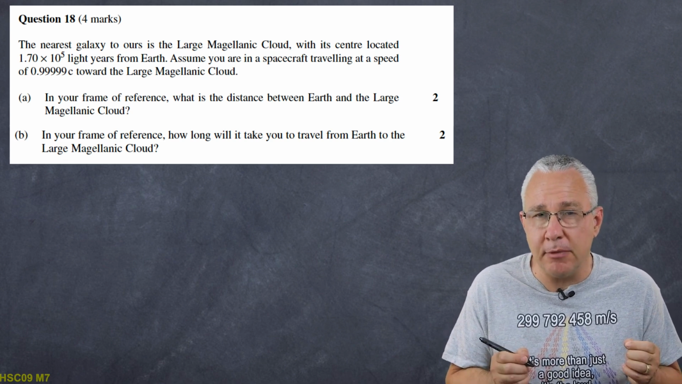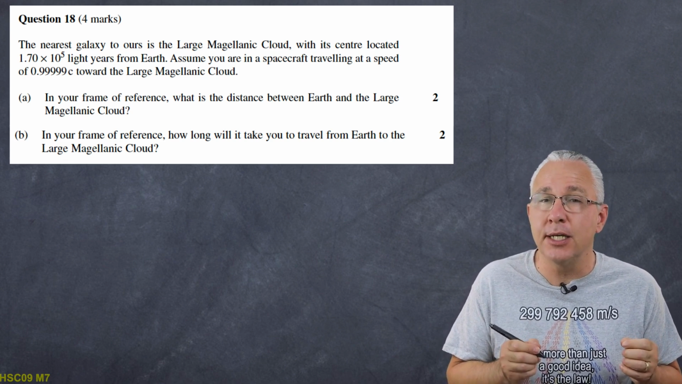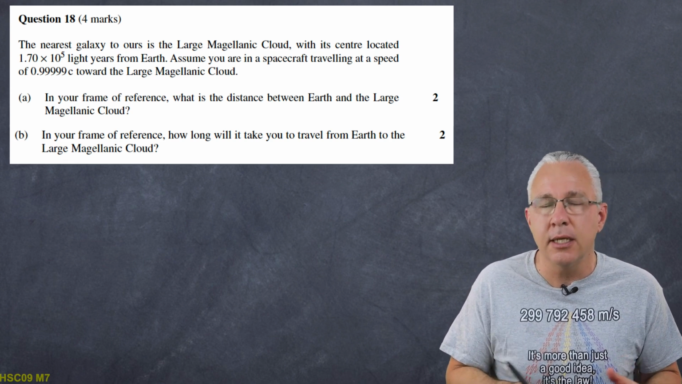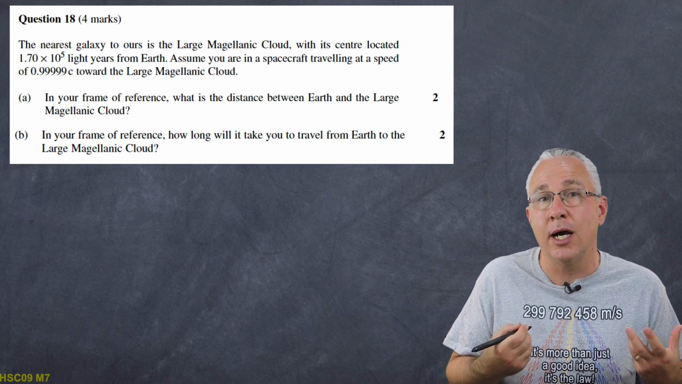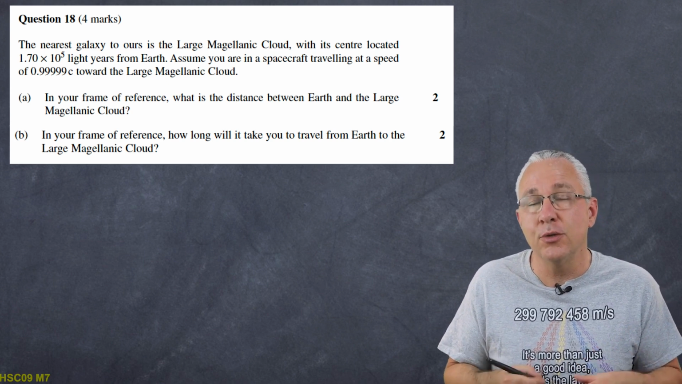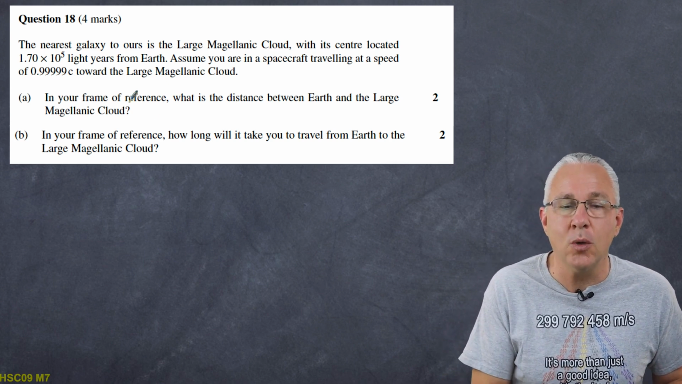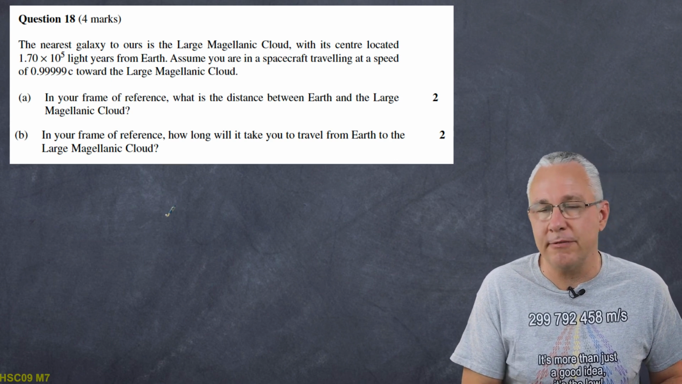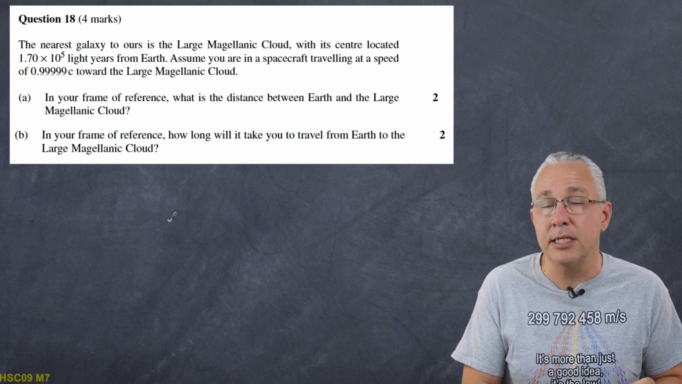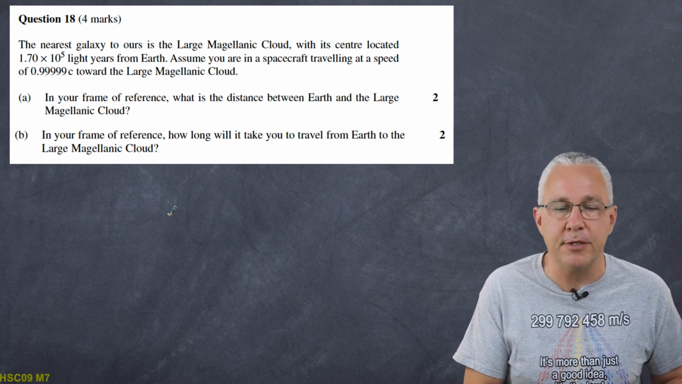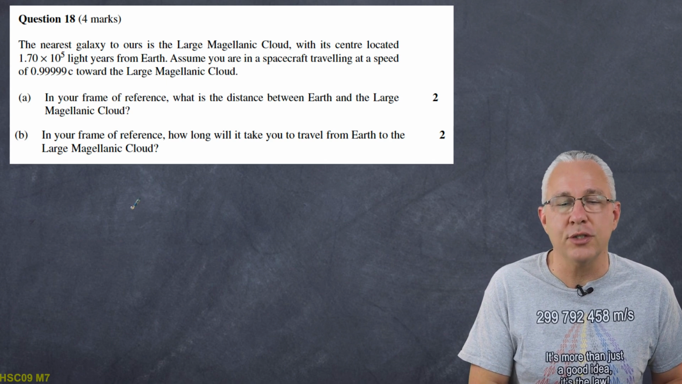Now, it's in your frame of reference, so therefore it's going to be a different distance than the distance that you or I, stationary on Earth, would measure. We're told the distance is 1.7 by 10 to the power of 5 light years, but that's not the distance that is measured from within the frame of reference. And so this is a length contraction situation.